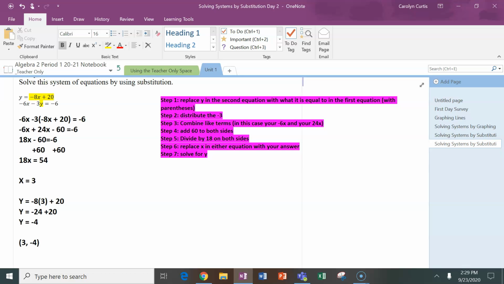Please try the practice problems and the exit ticket and then turn in your assignment.